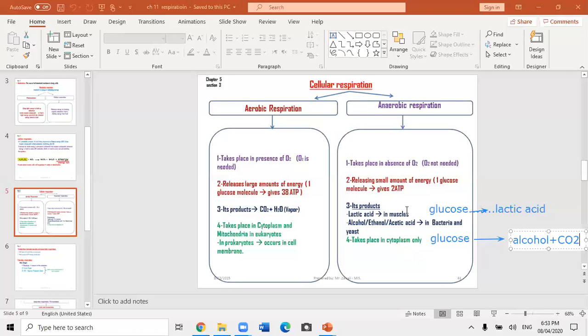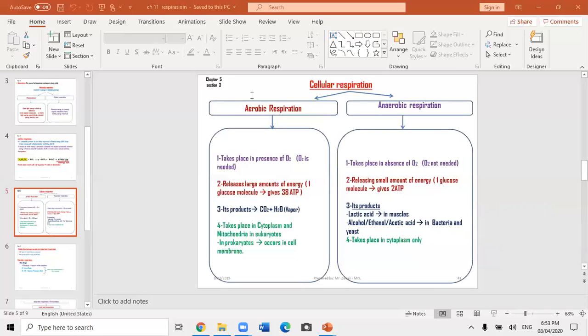Okay, this is very important to understand. Carbon dioxide, as a result, is made by the yeast, but it's not made by animals or humans in anaerobic respiration. This is also to understand the difference between these two and to know the equation for each one.